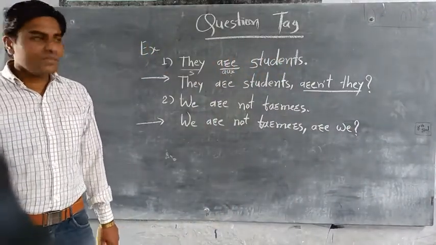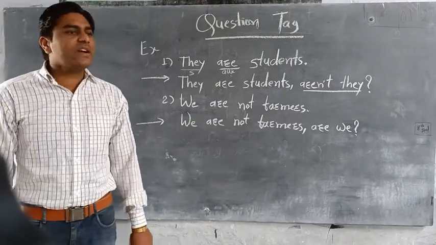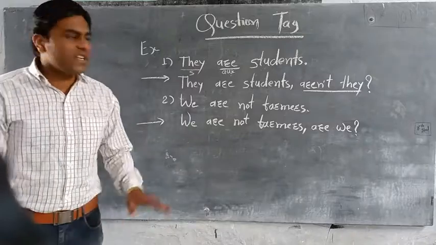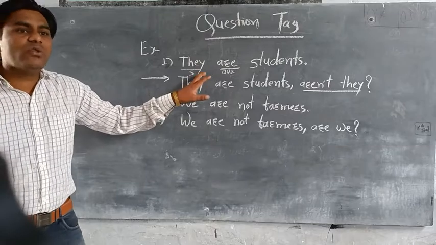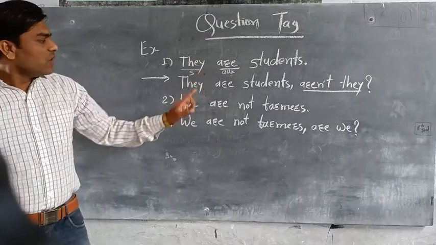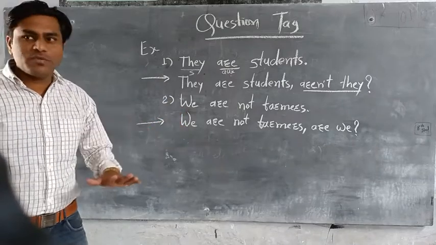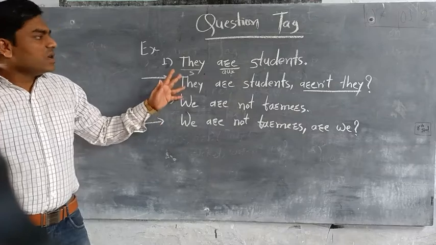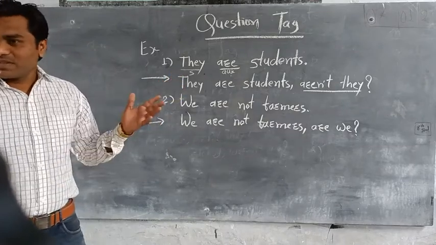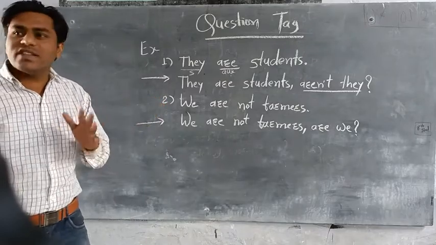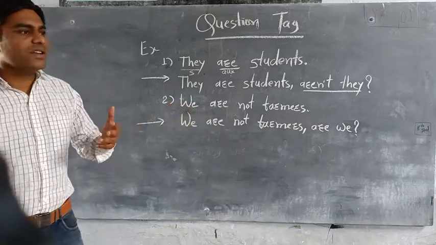We have seen two examples. One example is in positive form, another is in negative form. When we see the positive sentence, we have to make it into the negative question tag. When we face the negative sentence, we have to make it into the positive form. There will be different tenses in this. According to it, we just have to change the auxiliary form. Then we have to make the question tag.